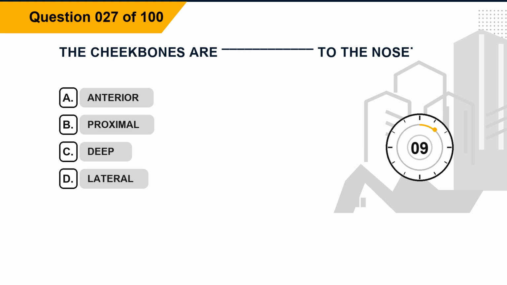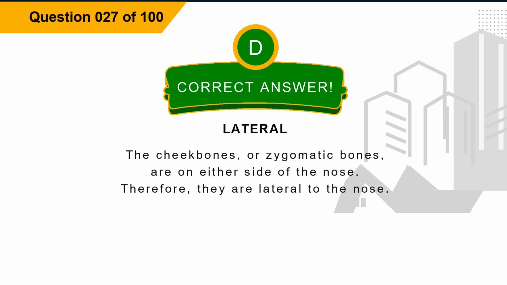Question 27. The cheekbones are blank to the nose. Option A, anterior. Option B, proximal. Option C, deep. Option D, lateral. The correct answer is option D, lateral. Explanation: the cheekbones, or zygomatic bones, are on either side of the nose. Therefore, they are lateral to the nose.